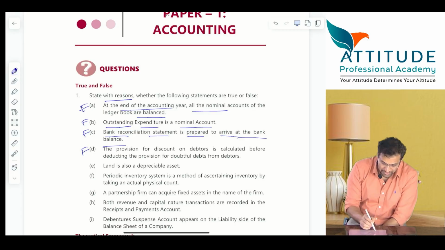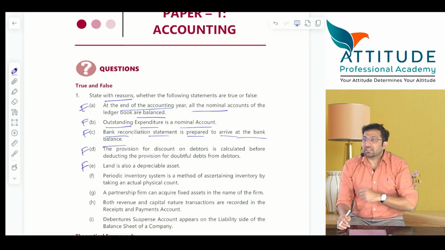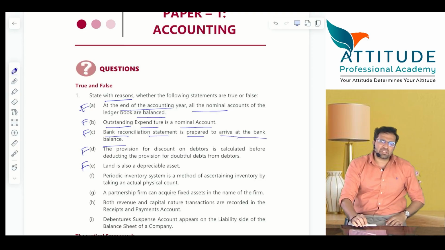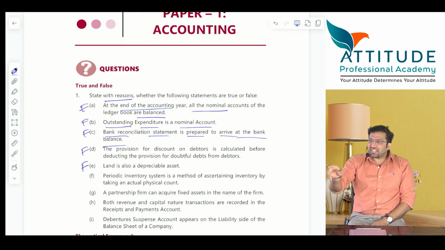Next one, write. Tell me. Land is a depreciable asset. False. Land can never what? Depreciate. Building can depreciate. Why? Why can land not depreciate? Because land doesn't have a limited useful life.